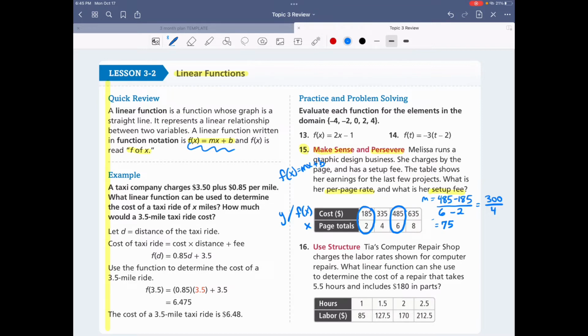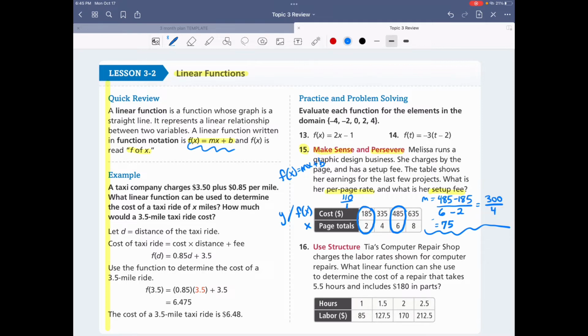So if she was going to just do one page, you would subtract 75 to go backwards in this table. You could subtract 75 twice to get to 0. The other way to do that is to plug this in to y equals mx plus b, but I kind of wanted to show you the easier way to do it. Instead of plugging it into mx plus b, what's 185 minus 75? 110. So it's $110 for one page.